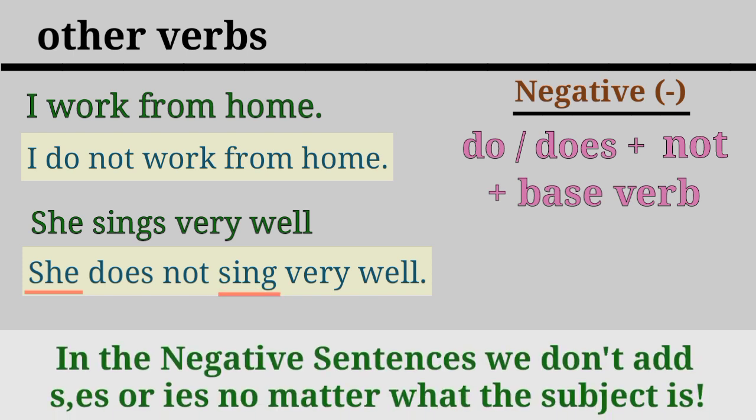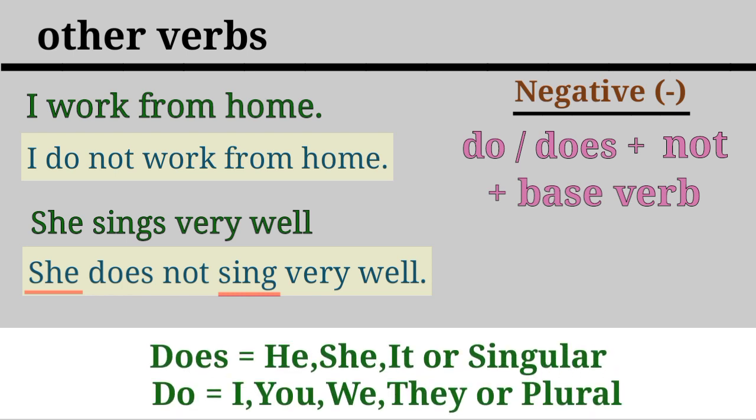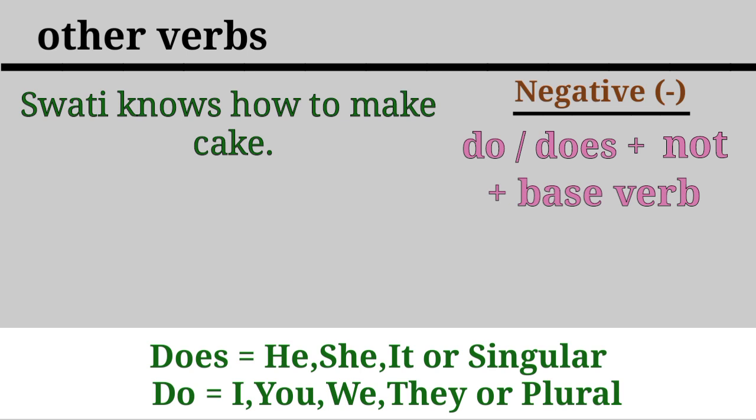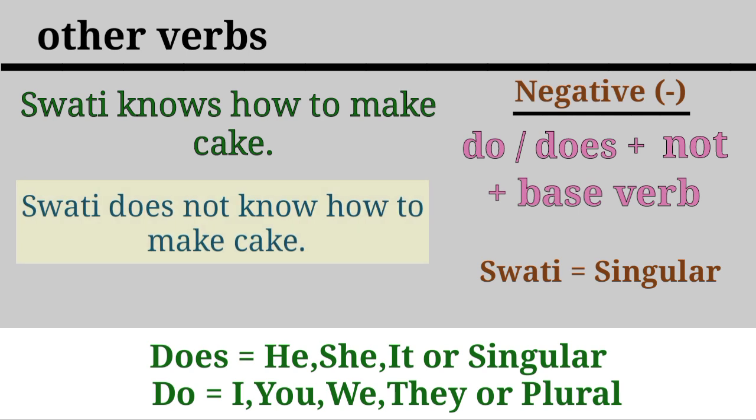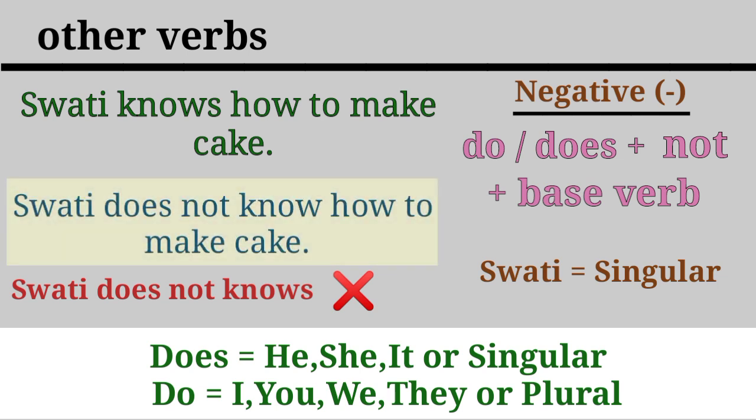So in the negative sentences, we don't add s, es, or ies, no matter what the subject is. And we add does if the subject is he, she, it, or singular, and do if the subject is I, you, we, they, or plural. Example, Swati knows how to make cake. Swati is singular, so we use does. Swati does not know how to make cake. Swati does not knows, no. Swati does not know. Don't add s in the negative sentences.